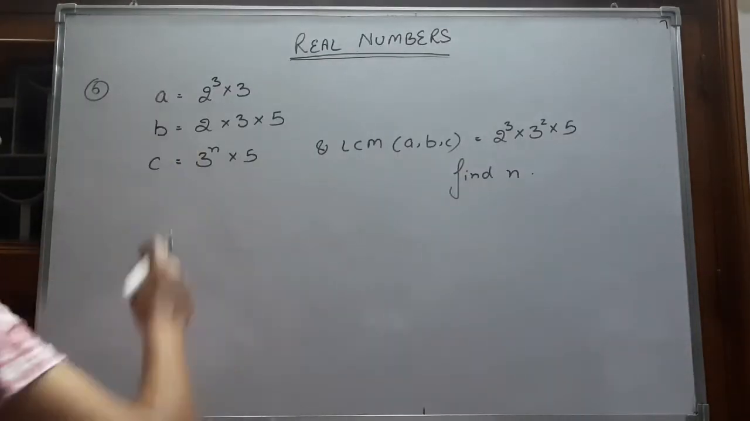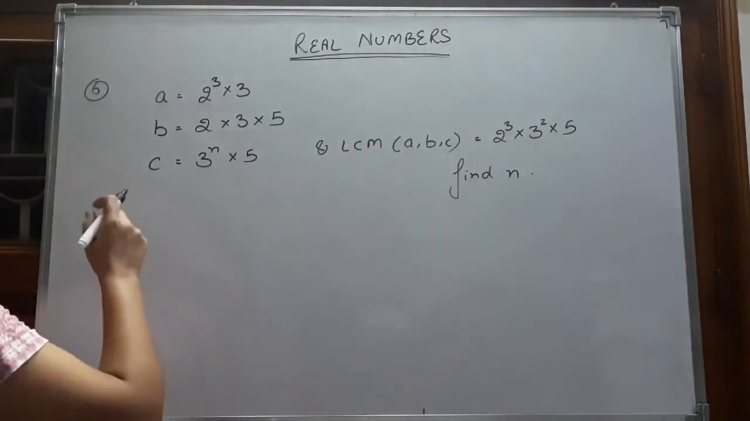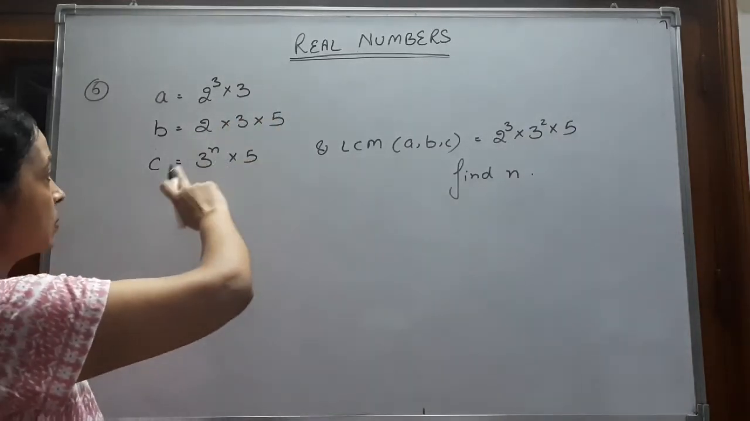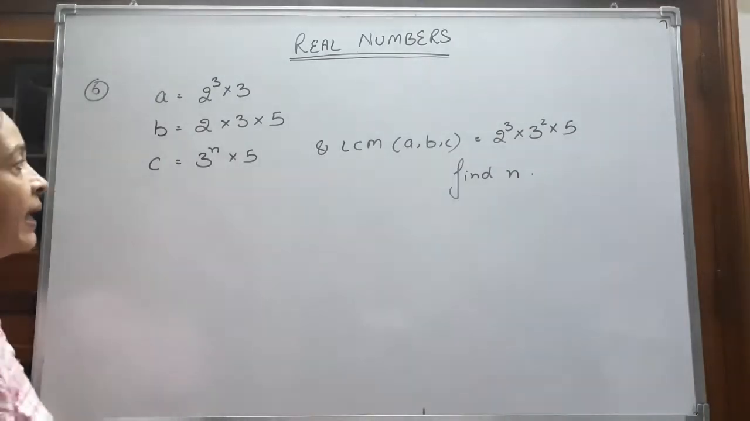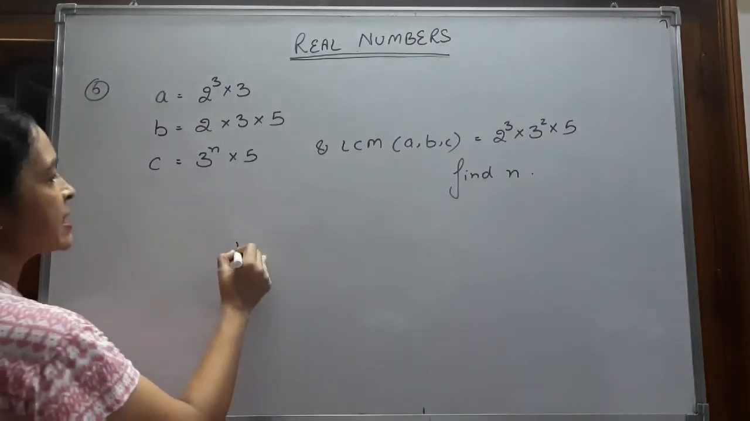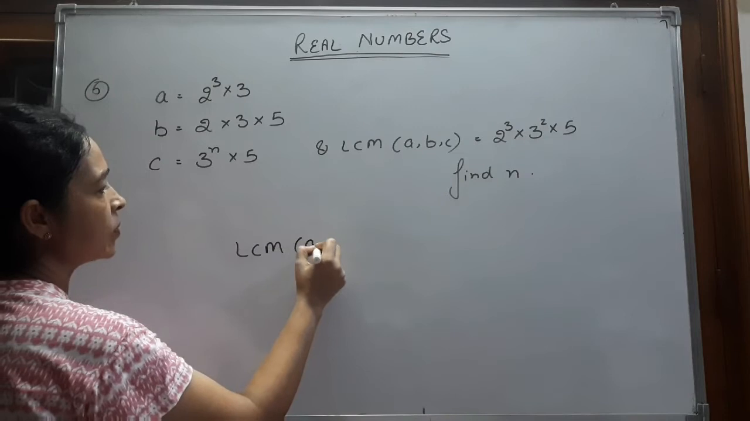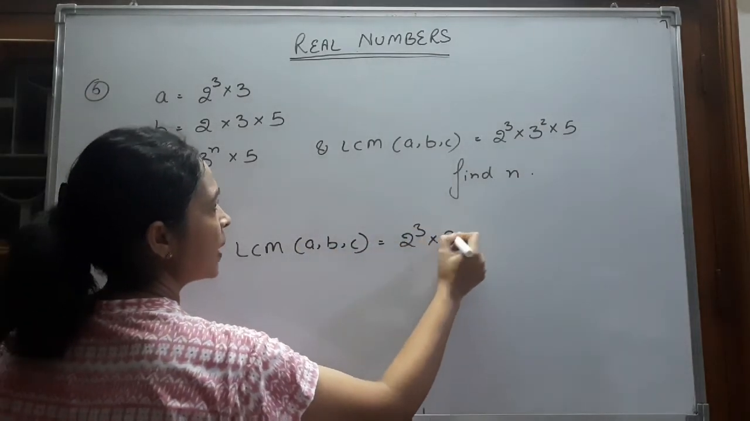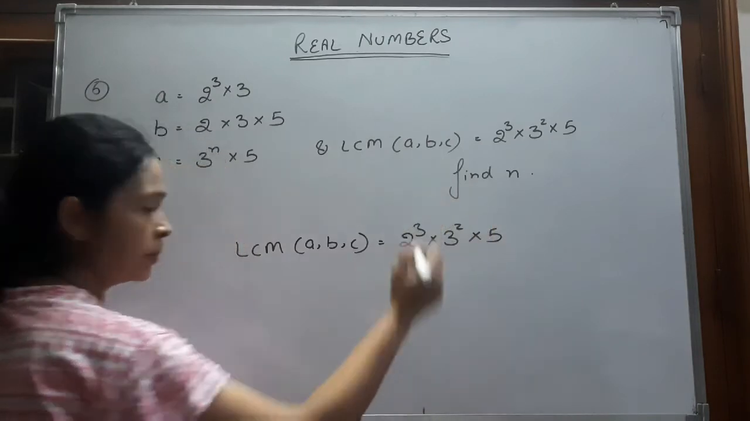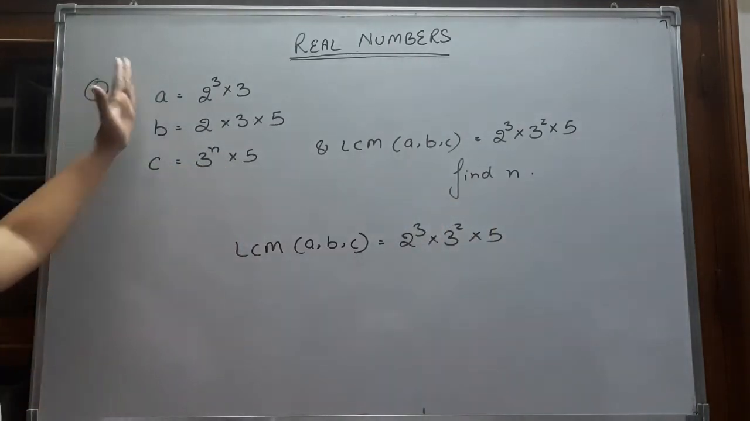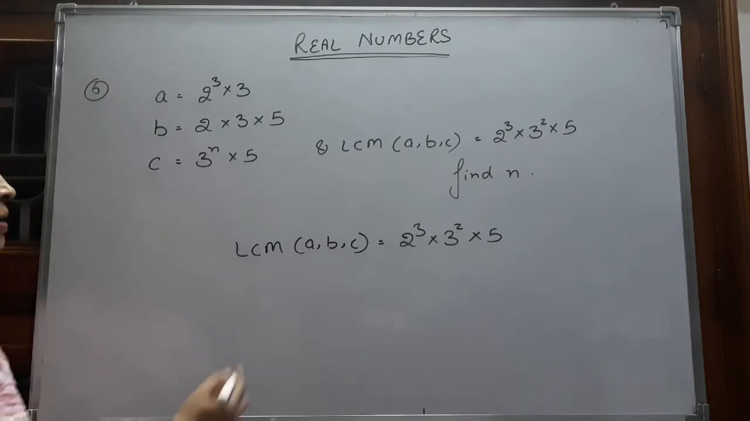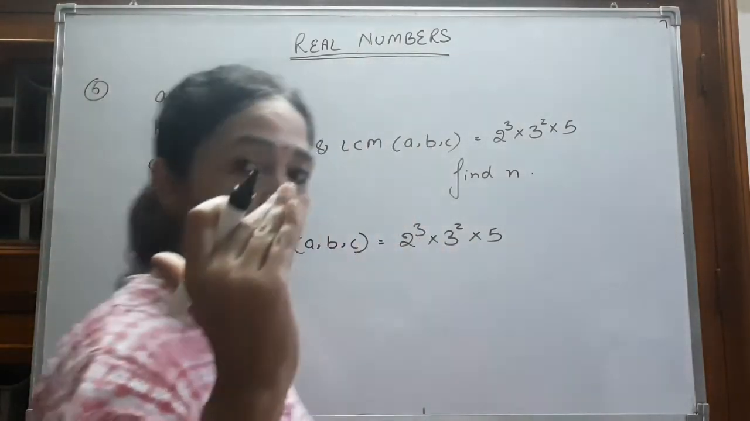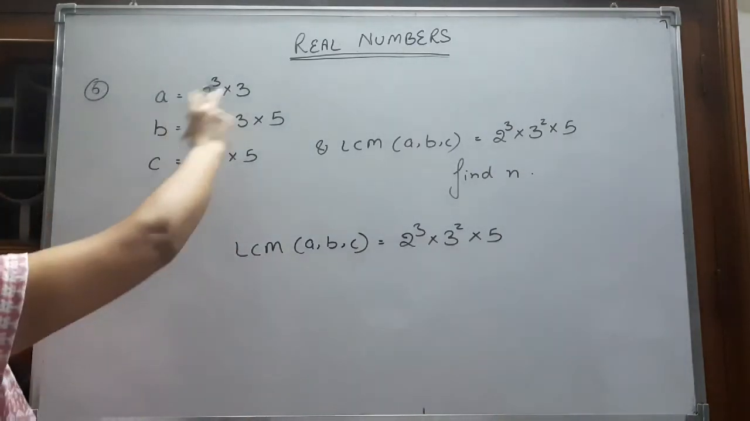Here we have A equals 2 to the power 3 into 3. B is 2 into 3 into 5. And C is 3 to the power n into 5. And the LCM of A, B, C is 2 to the power 3 into 3 to the power 2 into 5. This is the LCM of these three numbers. Now, children, what is LCM? LCM is the product of the highest power of every factor.